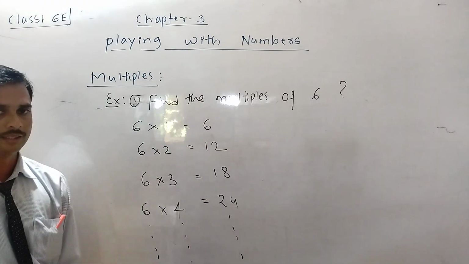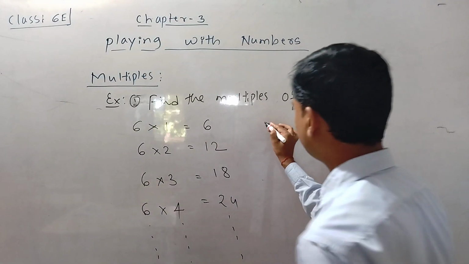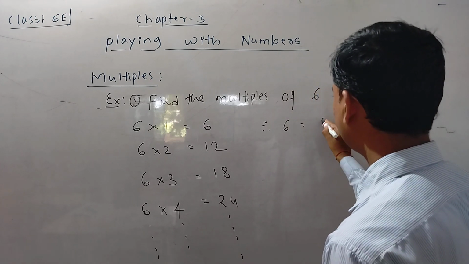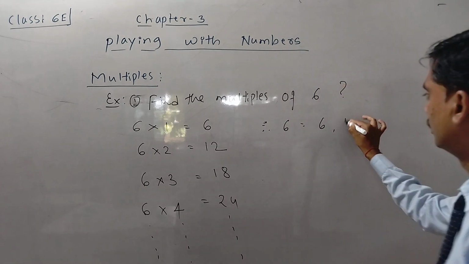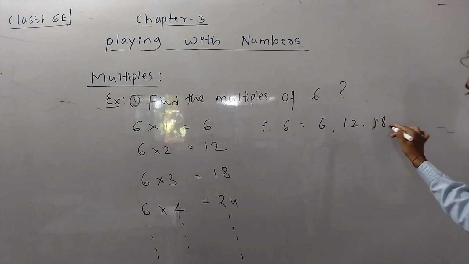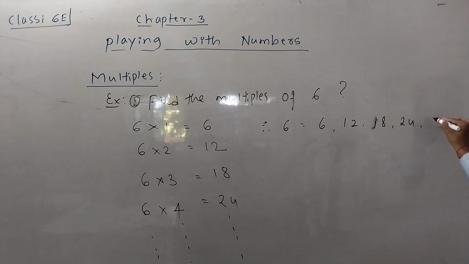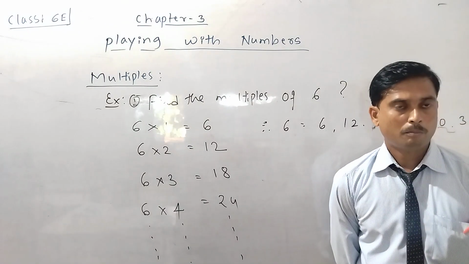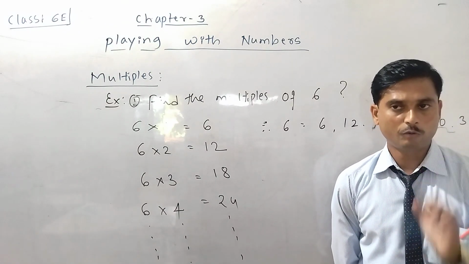multiples of 6. Then the multiples of 6 we write as 6, 12, 18, 24, then 30, 36, and so on. The dashes mean it is uncountable. Remember dear students, multiples are uncountable.